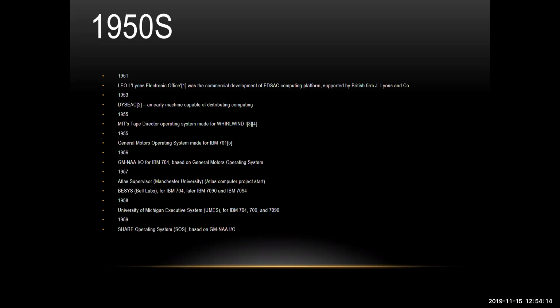And then during 1958, we had the University of Michigan Executive System, also called UMES, for the IBM 704, 709, and 7090. And then lastly, for 1959, we had the Share Operating System, or SOS. It was based on the GM-NAA I/O.